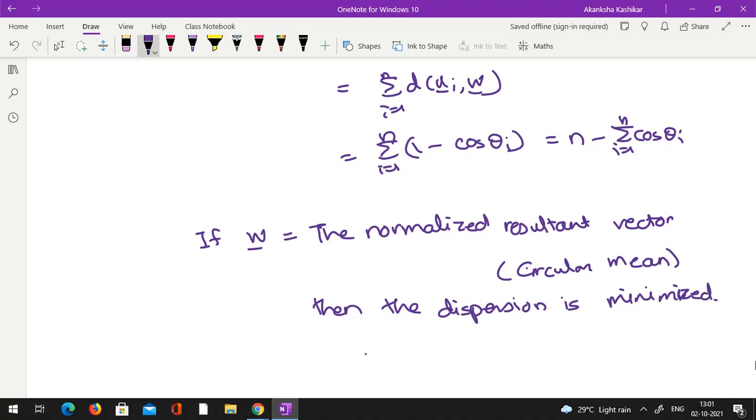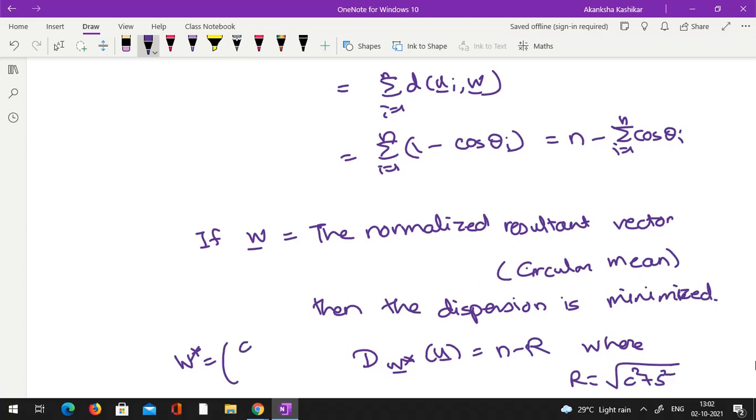So d_W*(u) is minimum, and the value is n minus r, where r is the square root of c squared plus s squared, do you remember? And W star, the resultant vector, is (c/r, s/r). So the dispersion is minimized, and that minimum value turns out to be n minus r, where r is the magnitude of the resultant vector. So this is how we define sample variance in the circular case.